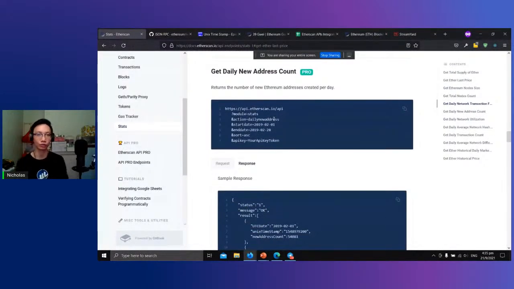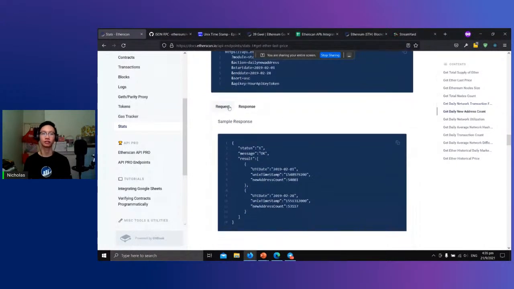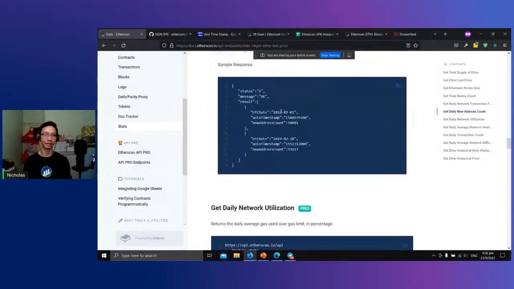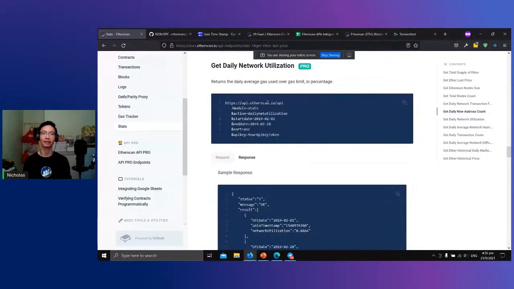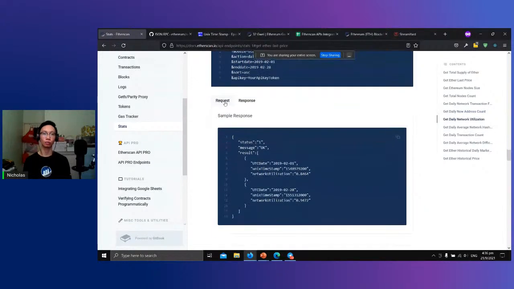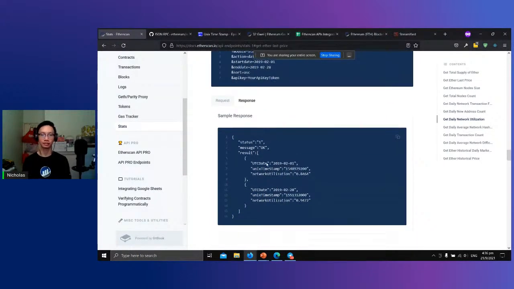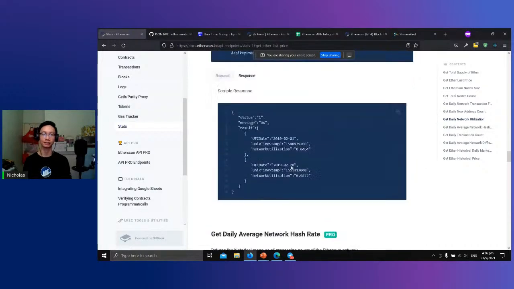Next, get daily new address count. So this is how many new Ethereum addresses are created per day. Once again, it's for analytics. You can use it to build up dashboards to see how big Ethereum is growing over the years. And network utilization essentially compares the ratio of how much power the miners are able to provide and how much we are using. And that is denoted in decimals here, which you can convert to a percentage.